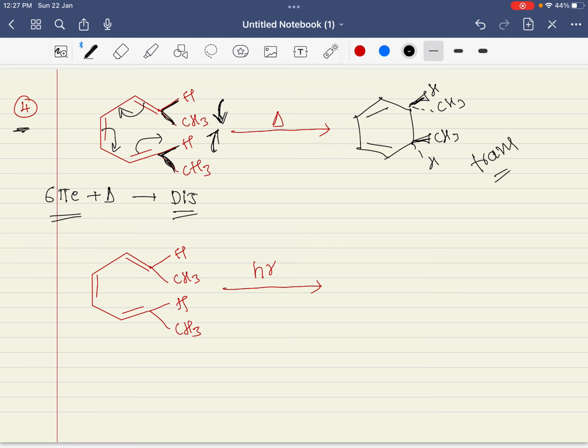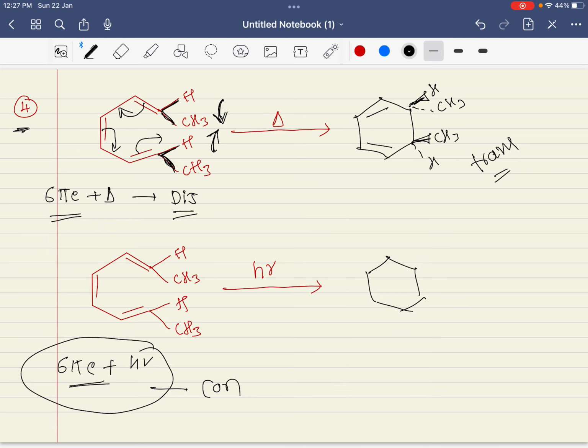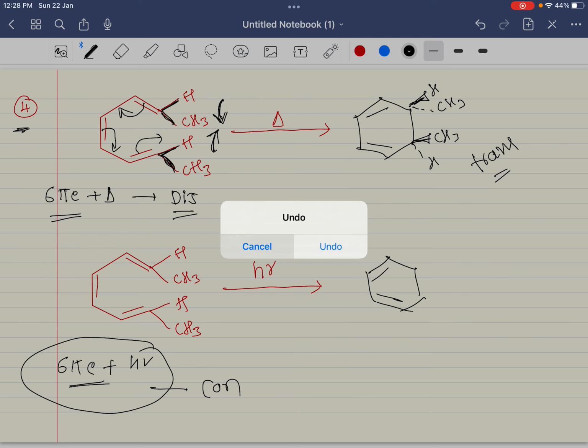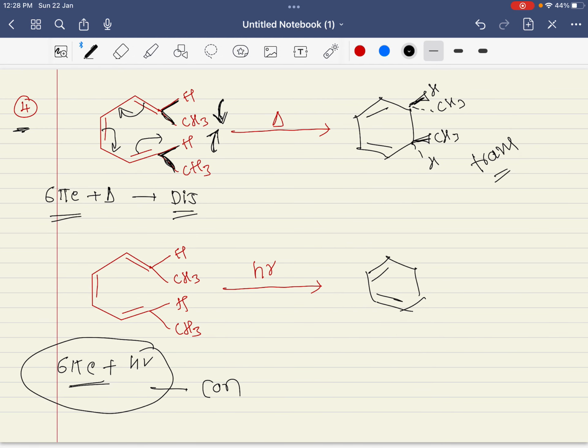trans. Again the same system, 6 pi electron system, but the condition is changed, that is photochemical condition. You know that 6 pi electron system and photochemical condition means it's a conrotatory. We'll write the basic product first. We'll get this product. The only thing we need to check here is stereochemistry. Conrotatory means you know that you have to move in one direction.